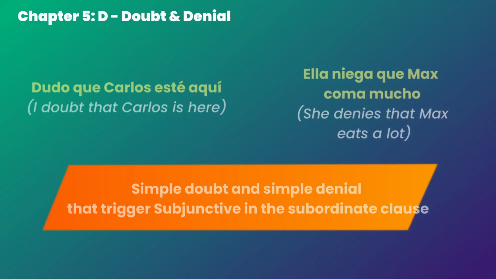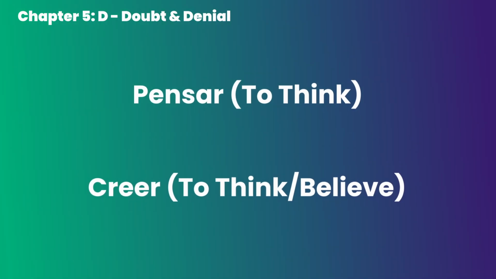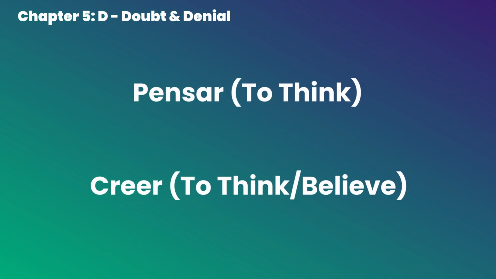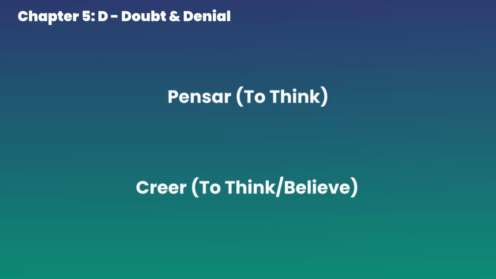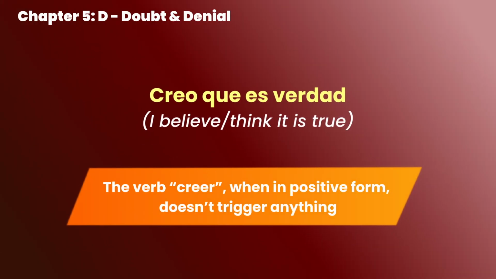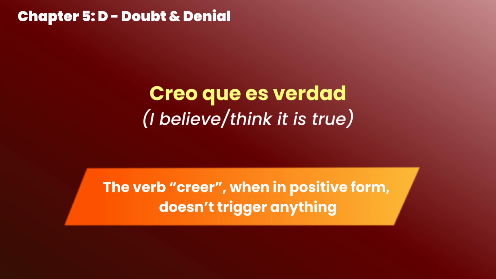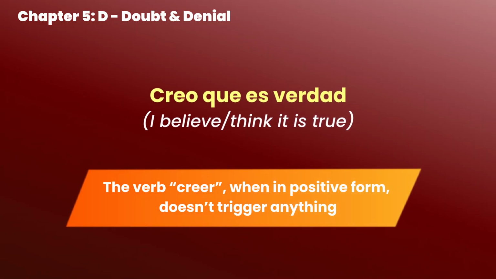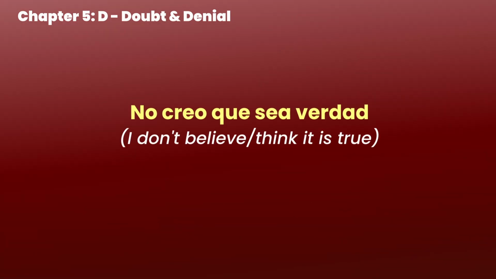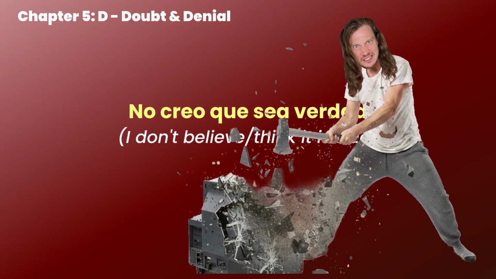The biggest trap of them all are the verbs pensar and creer, because just like some of the impersonal expressions we've just learned in a previous chapter, they trigger the subjunctive only when used in a negative form. Look at this. "Creo que es verdad." Everything normal, the verb creer when in positive form doesn't trigger anything. Even though it might sound like you are not sure about something, it will always be a normal indicative structure. However, when used in a negative form, "no creo que sea verdad," suddenly our subjunctive gets triggered like me at the end of Game of Thrones.